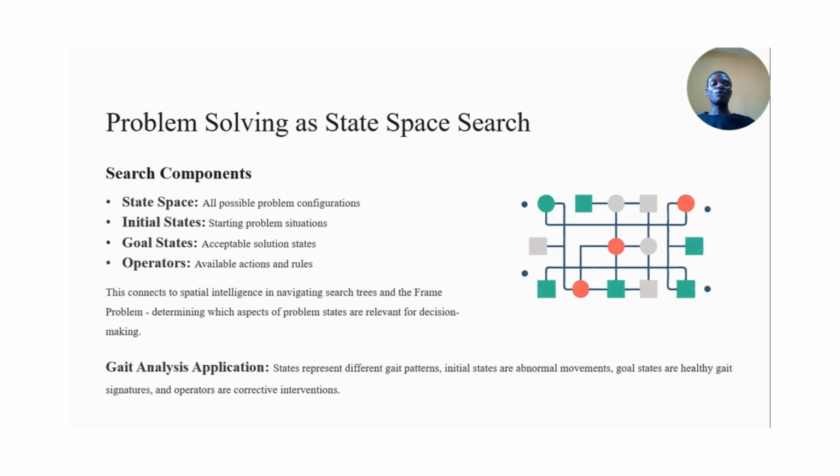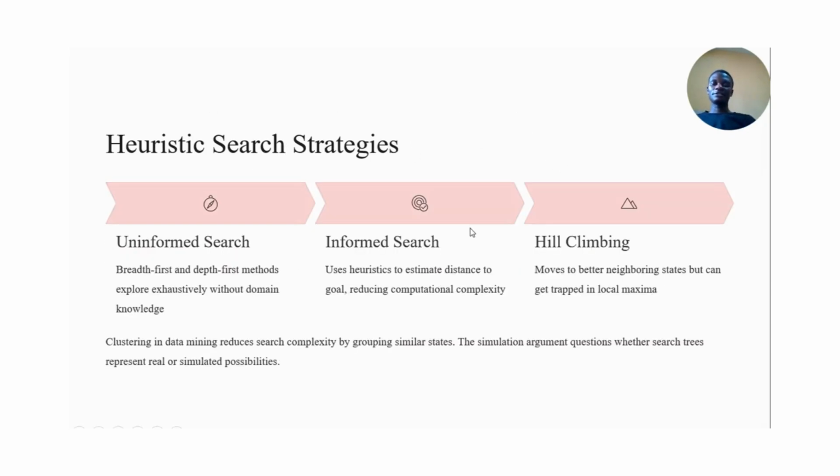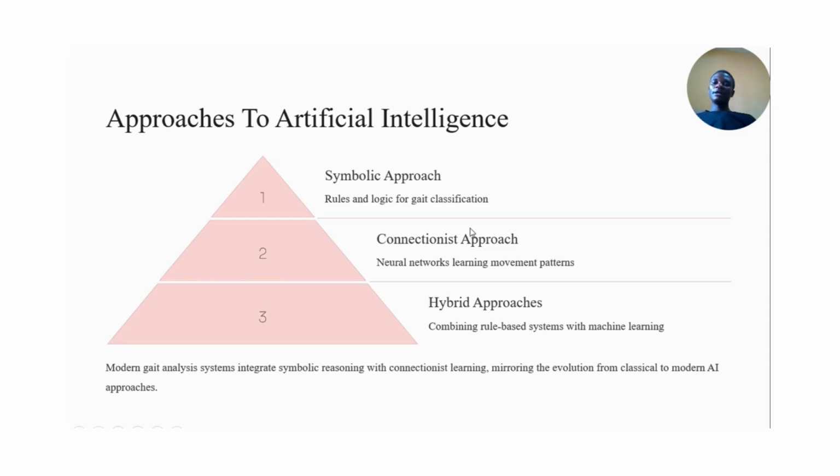So the goal states are health gait signatures, and operators are the corrective interventions that can be achieved. Our goal is to make people healthy. So we first detect whether somebody is abnormal. How can we make him transition from abnormal to normal? Well, using the guiding instructions we call operators, we can transition somebody's life from abnormal to normal, transitioning that system.